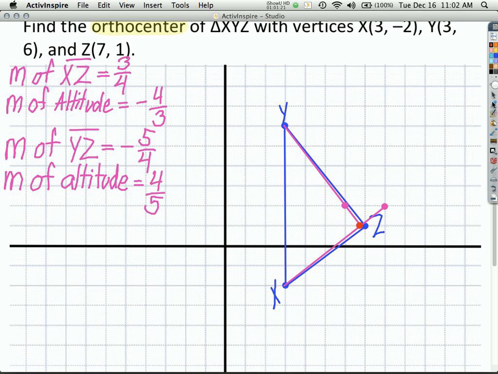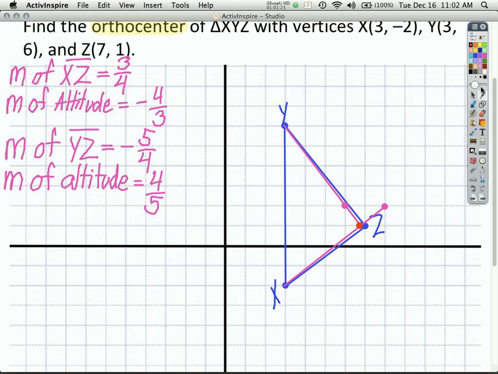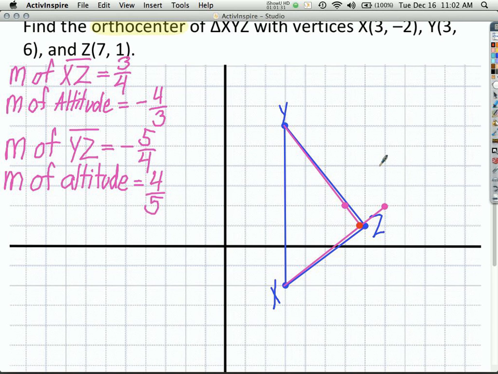So now we need the coordinates of that. And you can call it, I don't know, point, what do we got? Point W? So let's see. We got 1, 2, 3, 4, 5, 6. Looks to be about 6 3/4. 6.75 or 6 3/4, and it's on the 1, so comma 1. And that is the orthocenter.